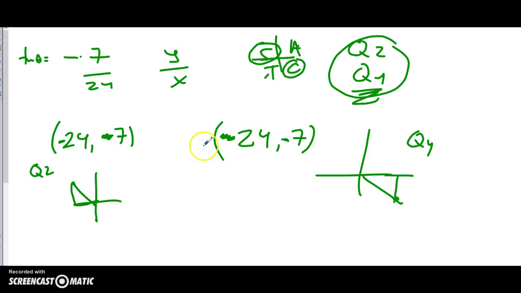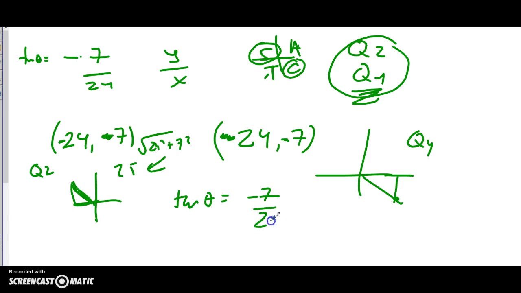If I want to figure out the other trig ratios, what I could do is figure out what r is. And I think it's 25. You just get the square root of 24 squared plus 7 squared to get 25, and then work your way through it. But I'll leave that for later, because this video is getting a little long. And so what I'm going to do now, just to finish this off, is if I have tan theta equal to negative 7 over 24, I don't really want to put this negative in there. It will get confusing.